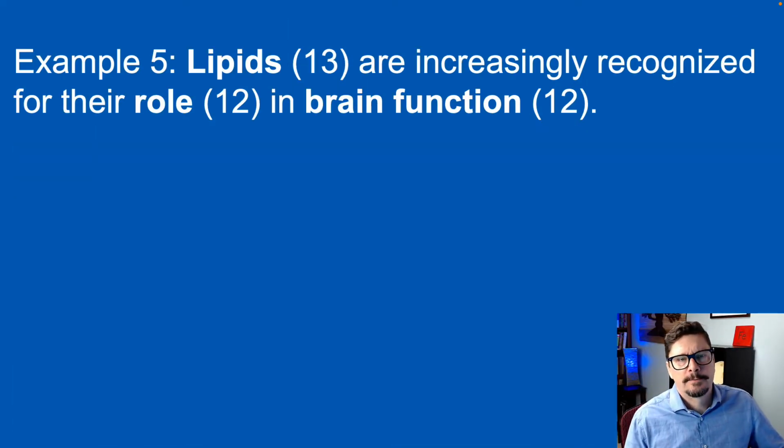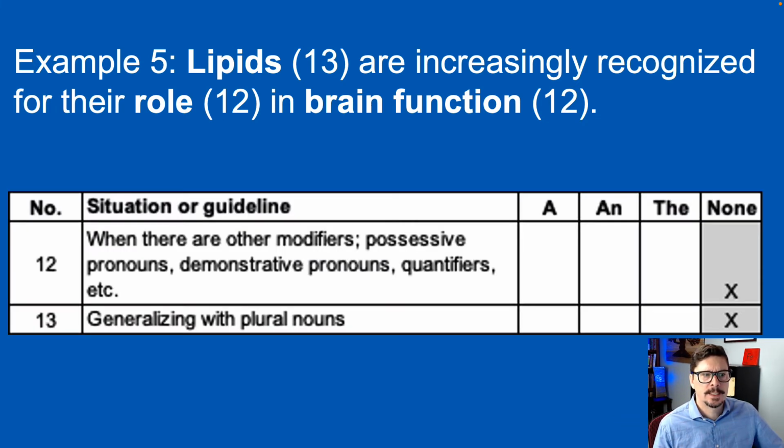Example number 5. Lipids are increasingly recognized for their role in brain function. So this is the first time we're seeing rule number 13 put into place. That is when generalizing with plural nouns. So lipids is a very broad category being generalized, and it's a plural. So that fits into rule number 13, and no article is needed.